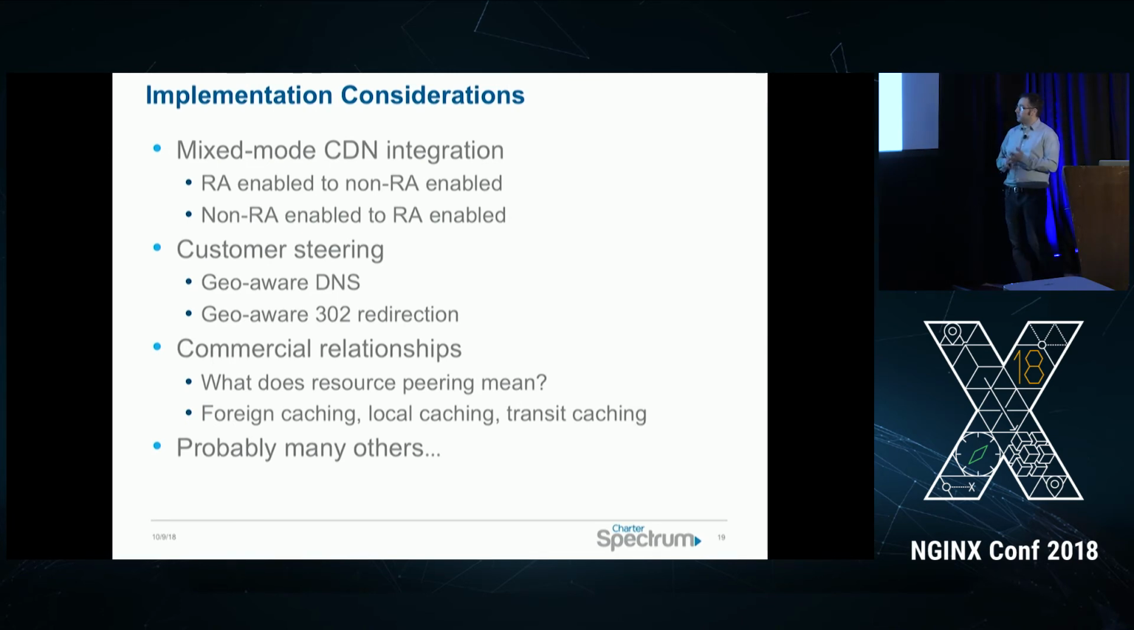Some things we need to think about, mixed mode. So if I have a CDN that can do this resource advertisement stuff and a CDN that can't, how do those two interoperate? We still need to figure out customer steering, and we kind of already solved that problem from a CDN perspective. We have smart DNS from Akamai or somebody like that. We can do 302 redirection, so we've kind of solved that problem. The last one's important, commercial relationships. So if I start to think about my CDNs like we've thought about IP networks for the last 25 years, and I need to now start peering with other CDN networks, what does that commercial relationship look like?